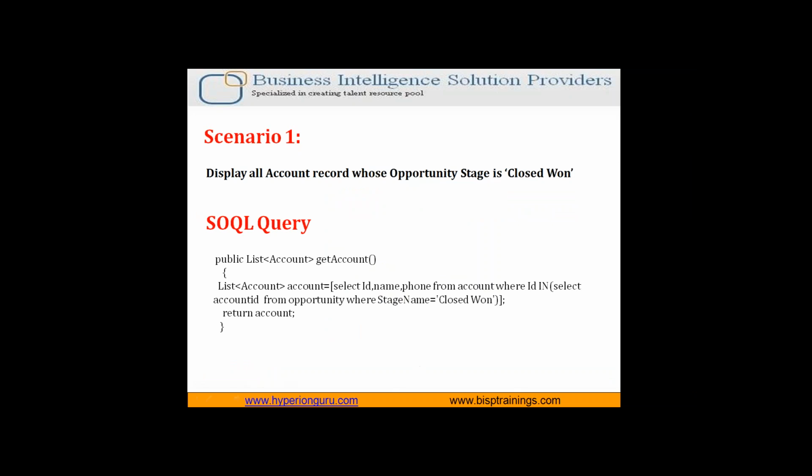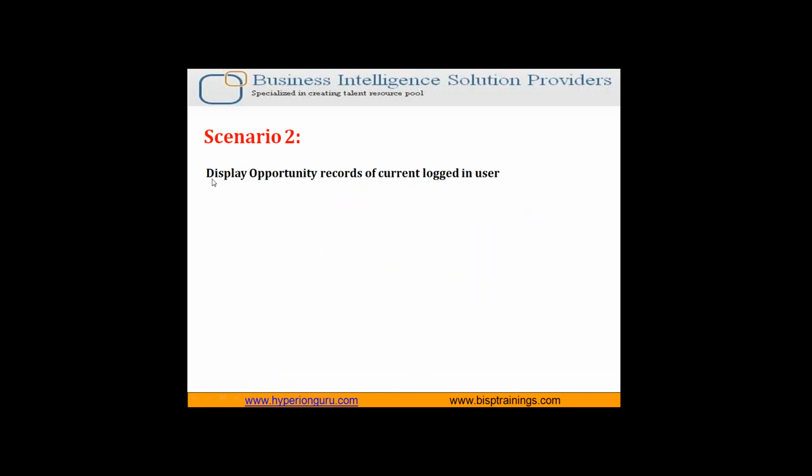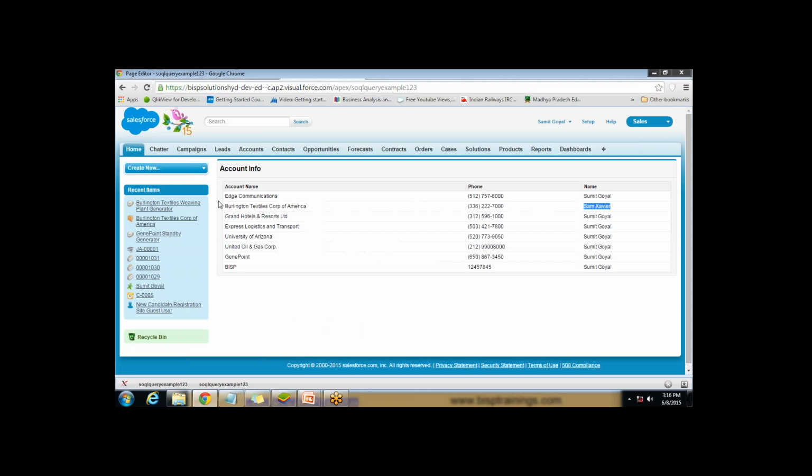Let's talk about the second scenario. The second scenario is I would like to display opportunity records of the current logged in user. So my requirement is, as you know, that whenever a user logs in, I would like to display the records only from the opportunity object, and I would like to display only those opportunities whose owner is the current logged in user. So if we click on opportunities, we have got various records in the opportunity object.